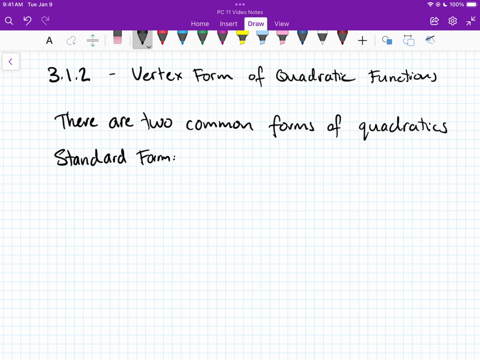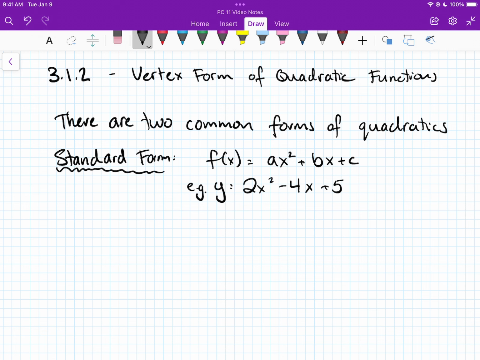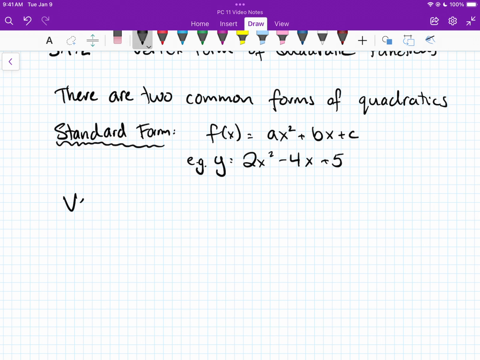So we can think of that as something along the lines of f of x equals ax squared plus bx plus c, where a and b and c will all be numbers. That'll mean different things. So, for example, you might have something like y equals 2x squared minus 4x plus 5. And you can do stuff with that. You can graph it. You can use it to solve equations. Very useful. The other form, and the one that this video is more concerned with, is called vertex form.